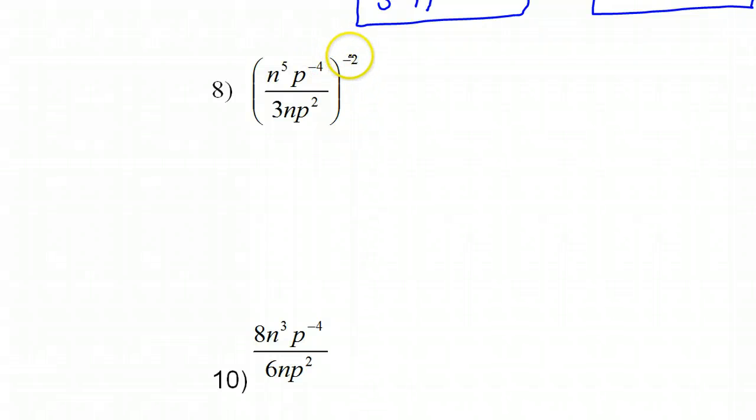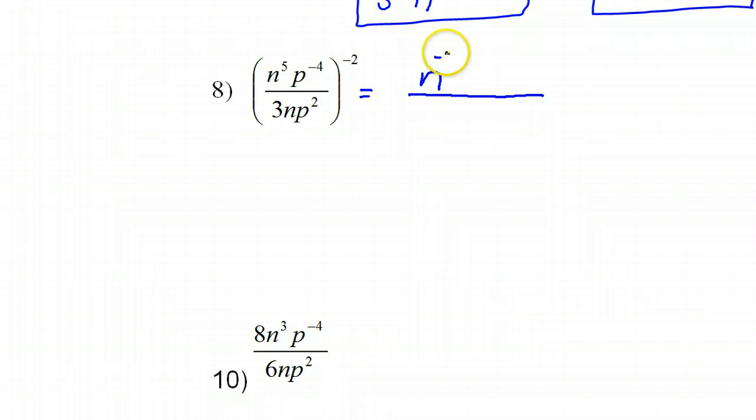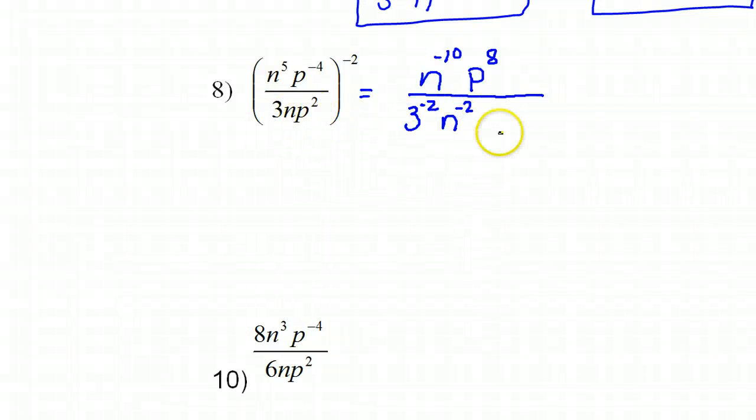Okay, I'm going to do this negative 2 power to everything that you see here. So I will have n to the negative 10 power, because you multiply power to a power. And then I will get p to the positive 8 power. Now this 3, for the moment, I'm just going to leave it as 3 to the negative 2 power, because I'm doing that negative 2 power to everything. And then I'm going to have n to the negative 2 power. And I will have p to the negative 4 power. I am multiplying. Okay, so this is what I have.